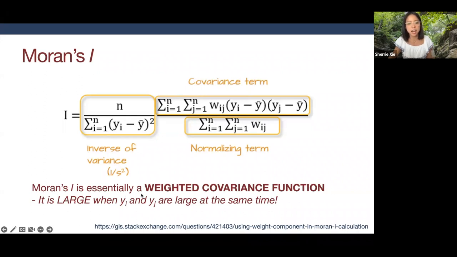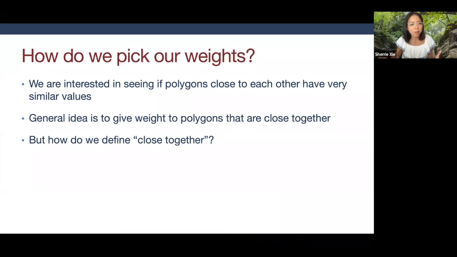So I'm stating down here, Moran's I is essentially a weighted covariance function. This is our weight term, and we're going to want to choose a weight that's going to let us assess whether polygons close together are going to take large values at the same time. So the next question that I'm trying to tee up for us is, how do we pick our weights so that the weights can be large when the polygons are close together? To reiterate, we are interested in seeing if polygons close to each other tend to have similar values. So the general idea is to give weight to the polygons when they're close together. So how do we define close together?